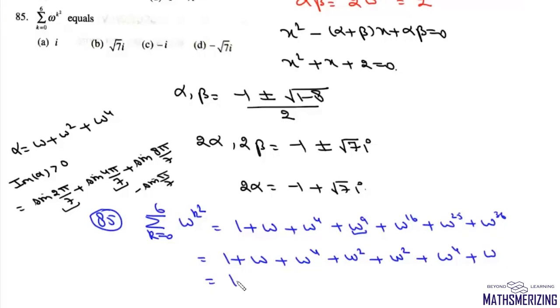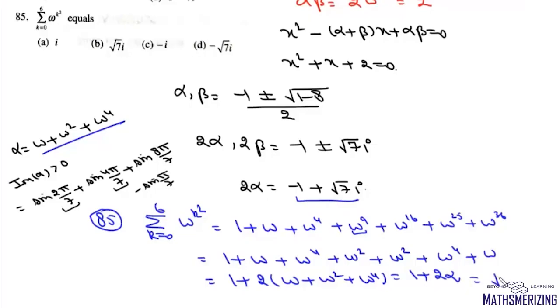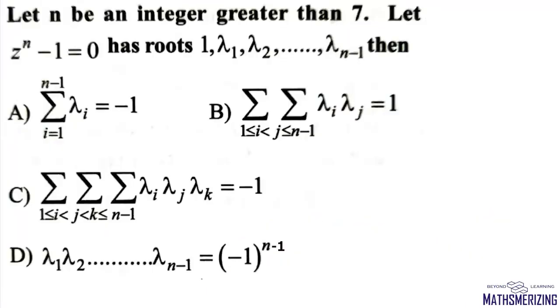So we can write this as 1 plus 2 times (omega plus omega square plus omega to the power 4), which is nothing but alpha. So it will be equal to 1 plus 2 alpha. And we know that the value of 2 alpha is minus 1 plus root 7 iota. So 1 plus 2 alpha will be simply under root 7 iota, and that's your option B.